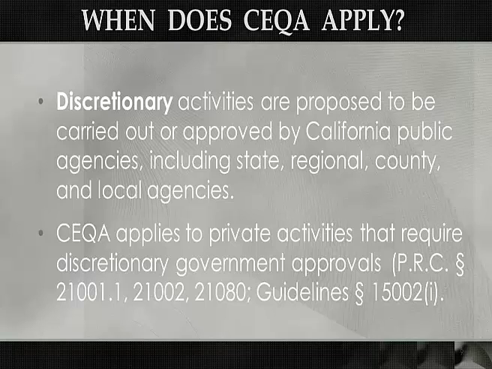CEQA applies to private activities that require discretionary government approvals. So a private entity wants to build something, build a housing project, build a police station. Well, not necessarily a private police station, but building housing, commercial areas, industry, any kind of activity where a government agency needs to basically sign off and say, yes, this is something that you can do. CEQA applies to that action as well.